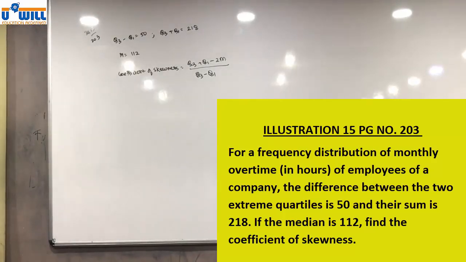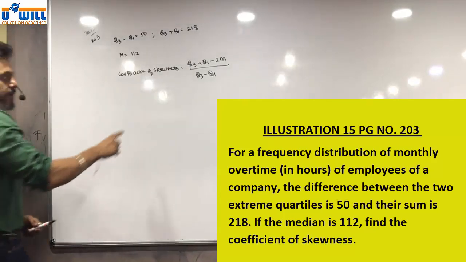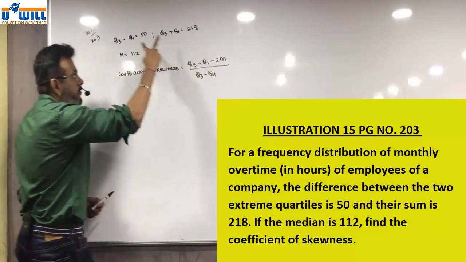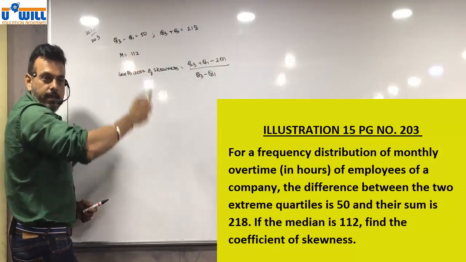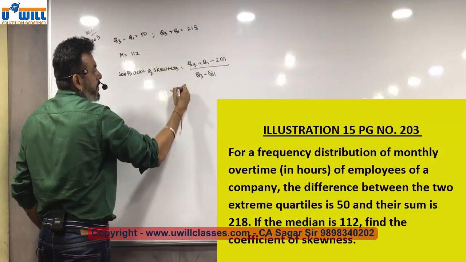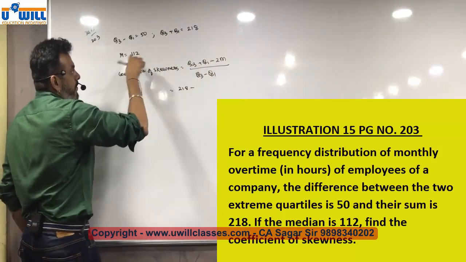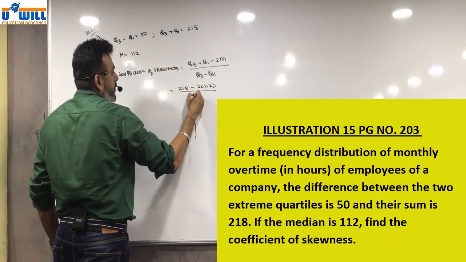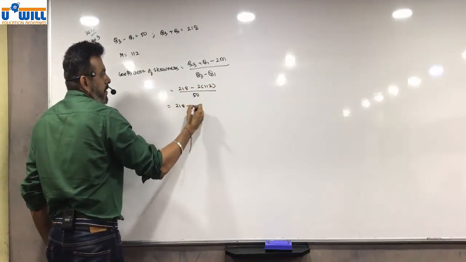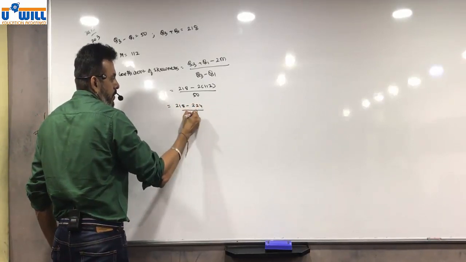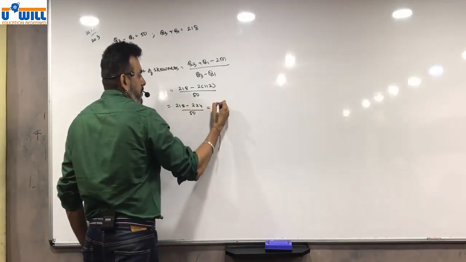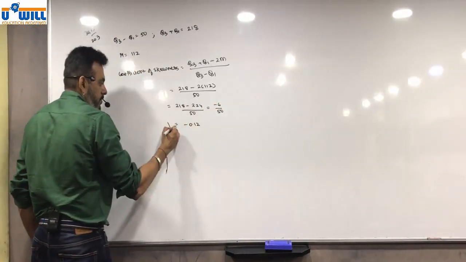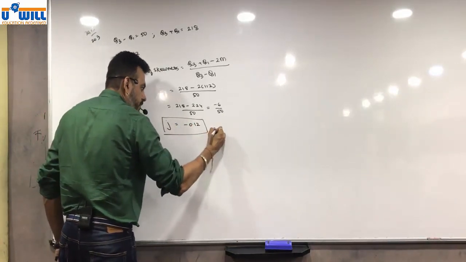Now, already we have Q3 plus Q1, we already have the median, we have Q3 minus Q1. You don't need to solve these two separately. Directly we can apply. Q3 plus Q1 is 218 minus 2 into median 112 upon Q3 minus Q1 is 50, which is equal to (218 minus 224) upon 50, which is minus 0.12. Answer.